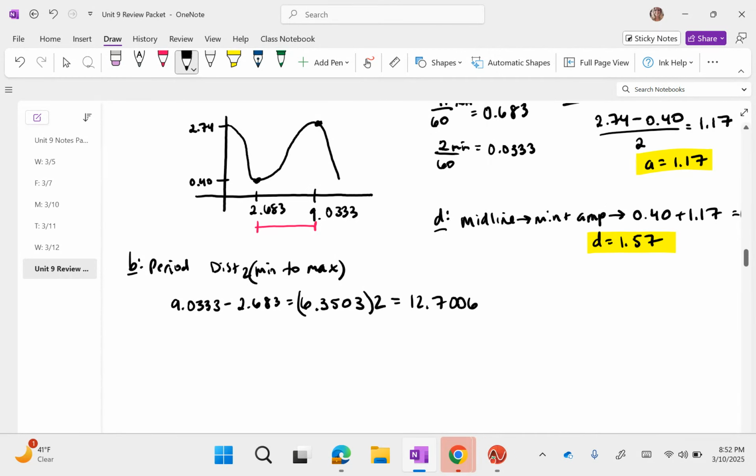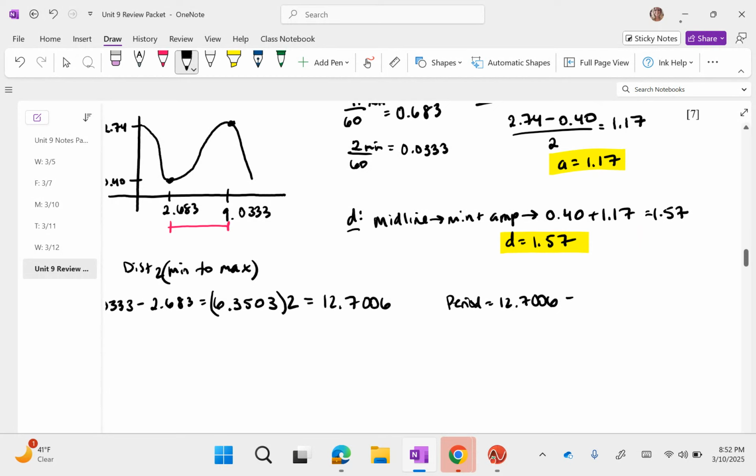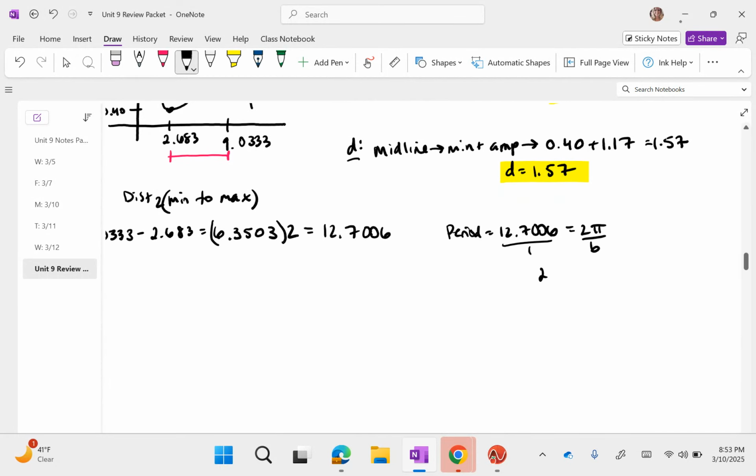Okay, and then I'm going to take that. I know that my period is equal to 12.7006, and that is equal to 2 pi over b, and I'm going to solve for b. So I now have 2 pi equals, I'm cross multiplying by the way.